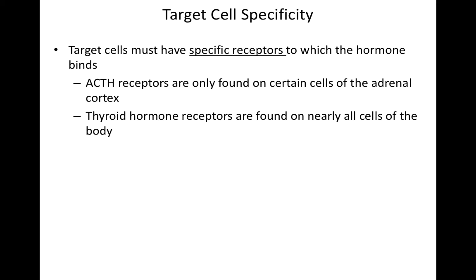Some target cells are highly specific. For adrenocorticotropic hormone, the only cells in the whole body that have a receptor for it are on the adrenal cortex. That's it, causing the release of cortisol and aldosterone. Whereas thyroid hormone receptors are found on almost every cell in the body. So you're going to have a really widespread effect in terms of that.